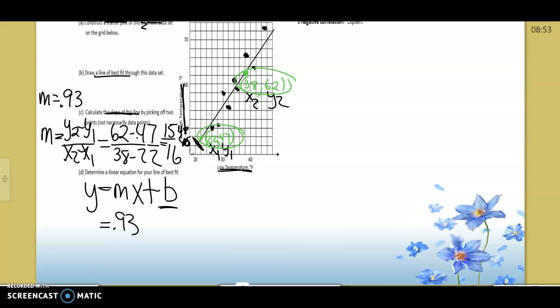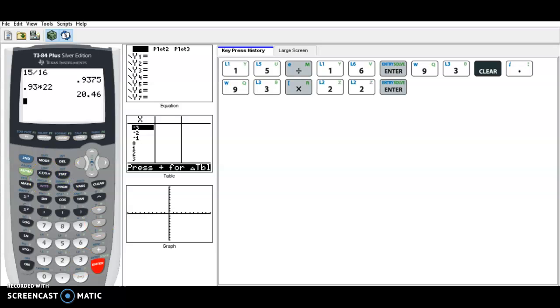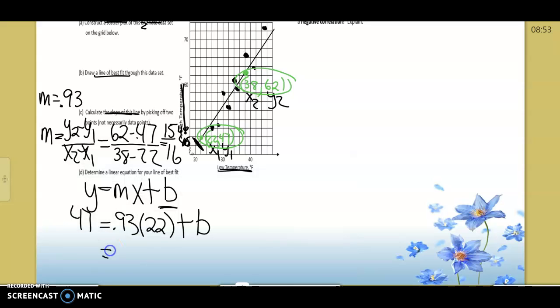So let's go ahead with the first point, which had a y value of 47 and an x value of 22. So 47 equals 0.93 times 22 plus b. So I've been able to fill in 3 of the 4 numbers. Now I can use that to solve for the one I don't know, which is b. So 93 hundredths times 22 is simply 20.46. Don't be concerned with decimals. That's what our calculator's for. And we still have 47 over here. We're solving an equation, so we're going to subtract 20.46 on both sides.